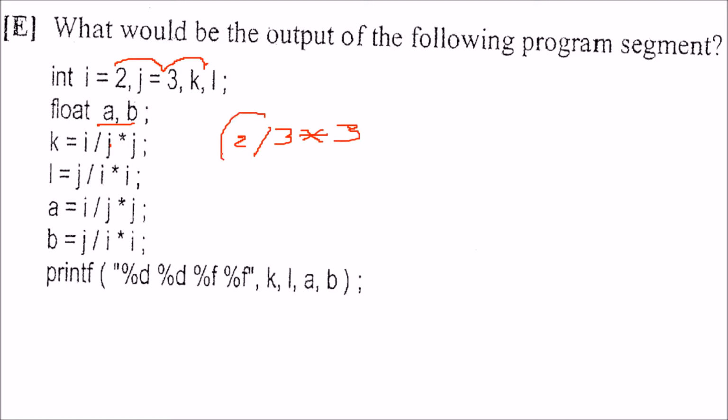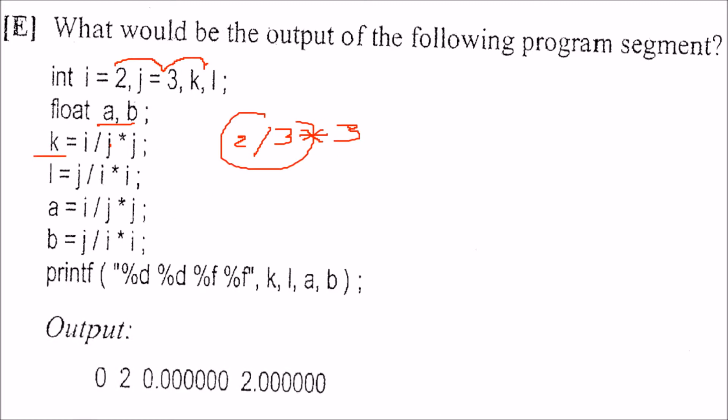So what will be 2 by 3? See, this k is an integer. 2 by 3 is, because these are integers, 0 point something. We will only take 0, because the value after the dot will be discarded. So this will be 0. 0 into 3 is 0. So you will get a 0 first. The k will be printed as 0.